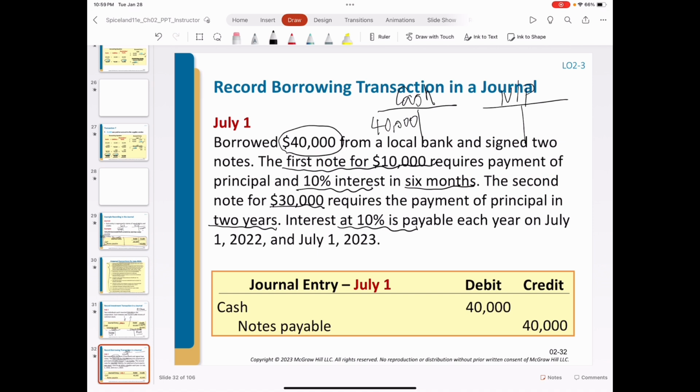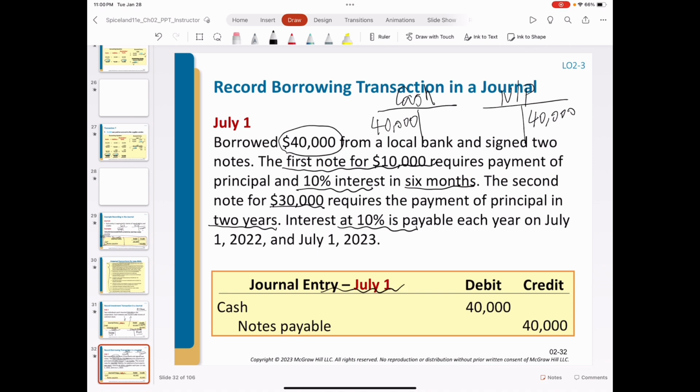I use NP to represent notes payable. And this represents a claim from the creditor, $40,000, a liability. The claim increases, so we put it on the right of notes payable. This is a credit. And then we put the information together and make journal entries like this.